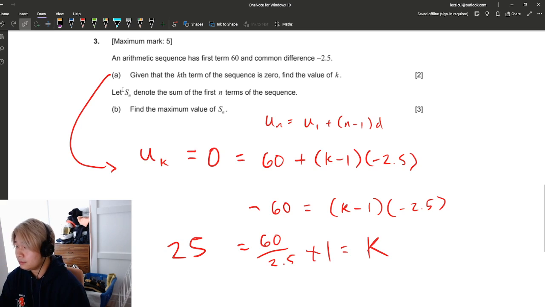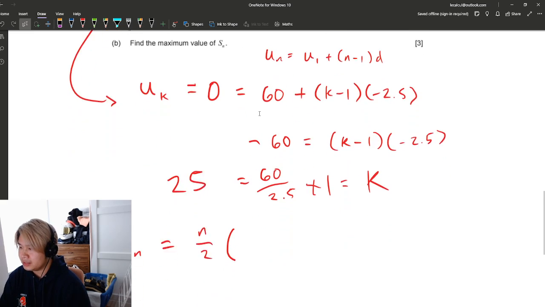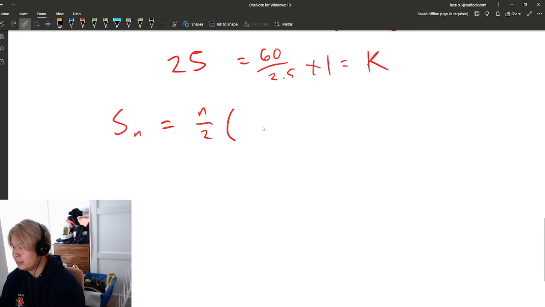Excuse me. Okay, and then Sn is gonna be the sum of the first n terms of the sequence, sure. Find the maximum value of Sn. Okay, so Sn has its own formula. It's n/2 bracket, and then there's 2 versions of it. Again, let me just write it out. So there's n/2 (u1 plus un), and then there's n/2 (2u1 plus (n minus 1) times d).